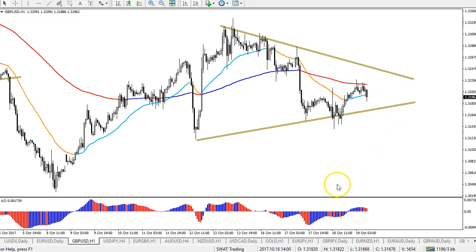And I would rather wait for probably a triangle break on the 4-hour chart. Wait for the break on the 4-hour or daily chart, wait for a pattern on the one time frame lower, like this, and try to trade the continuation. I think that's going to be my plan for the pound dollar.